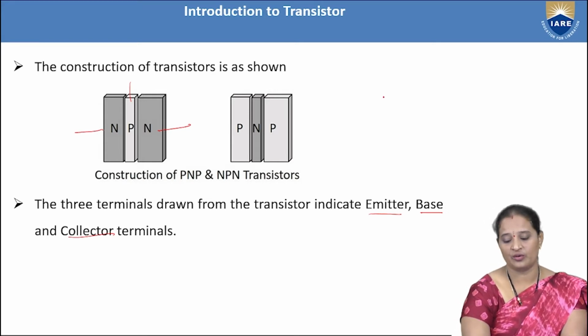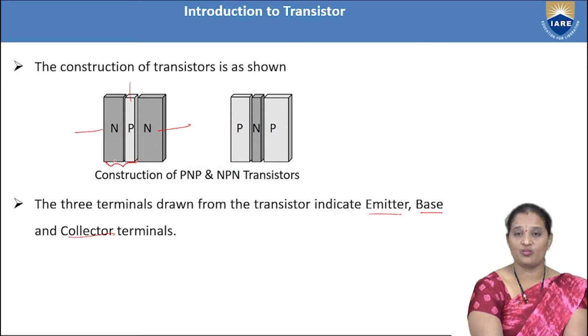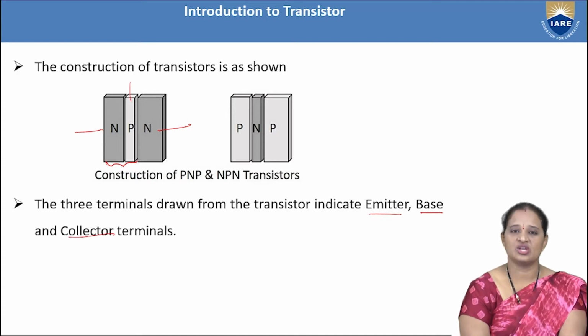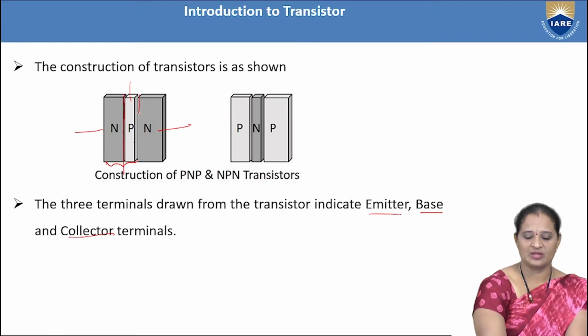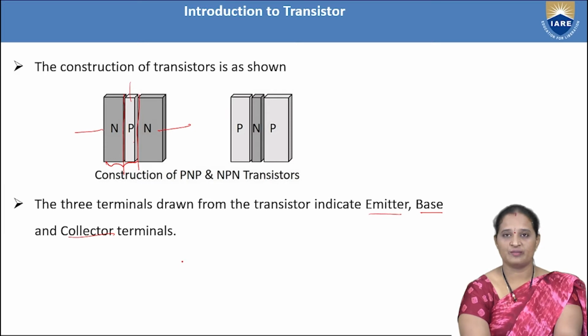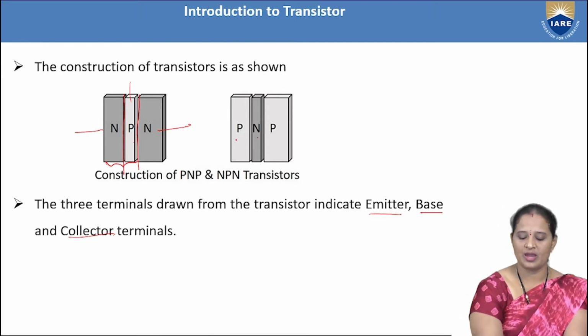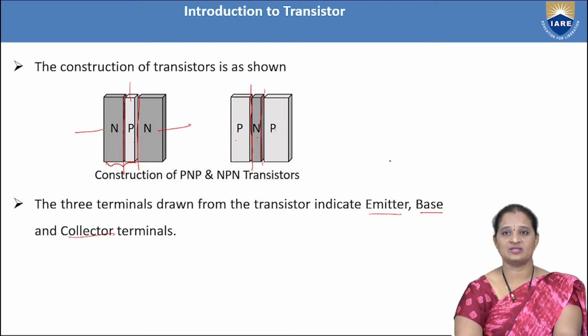As I already told you, this NP is nothing but a PN junction diode. Whenever we place N-type and P-type semiconducting material, a junction is formed. So we have a junction between this N and P, and similarly a junction between these. So we can say that a transistor is a 3-terminal and 2-junction device. Here also, P and N form a junction, and N and P form a junction. And as I said, this transistor is a back-to-back connection of 2 PN junction diodes.